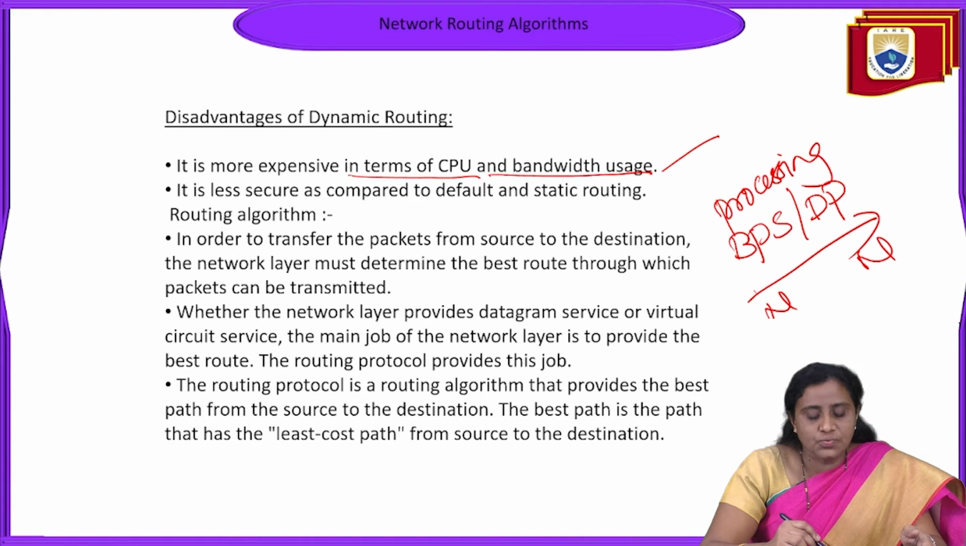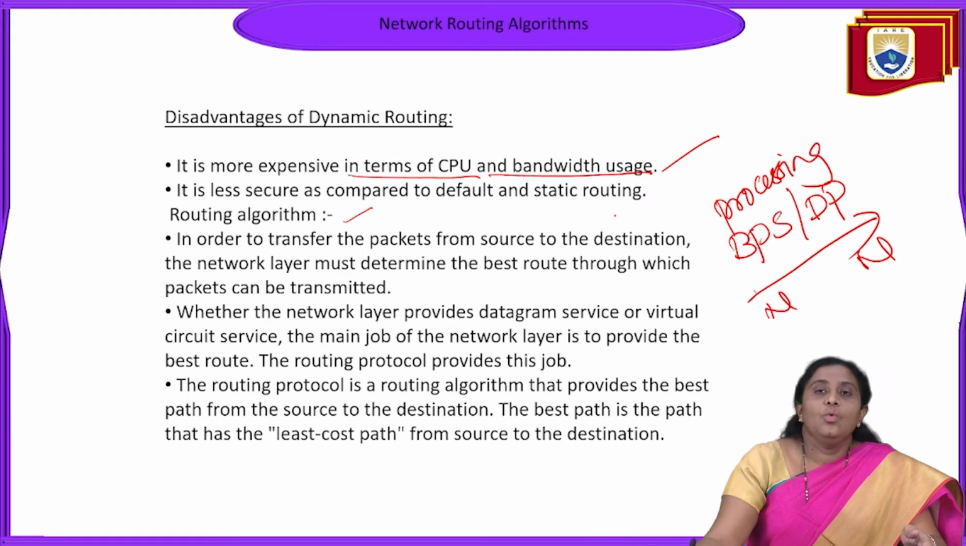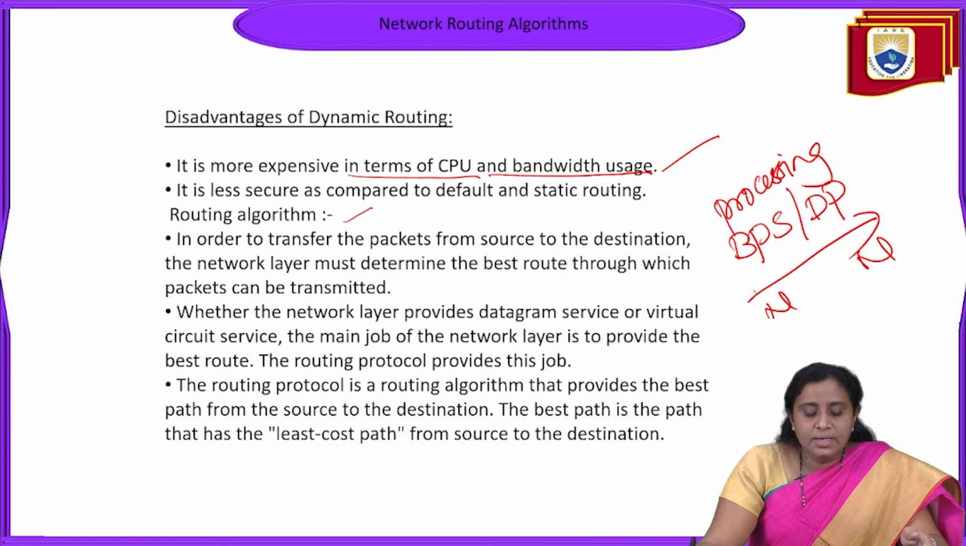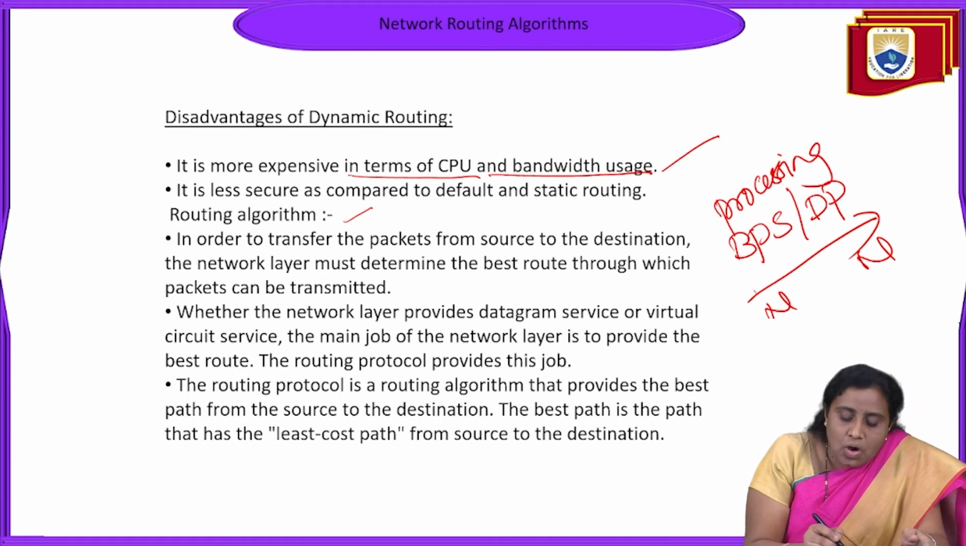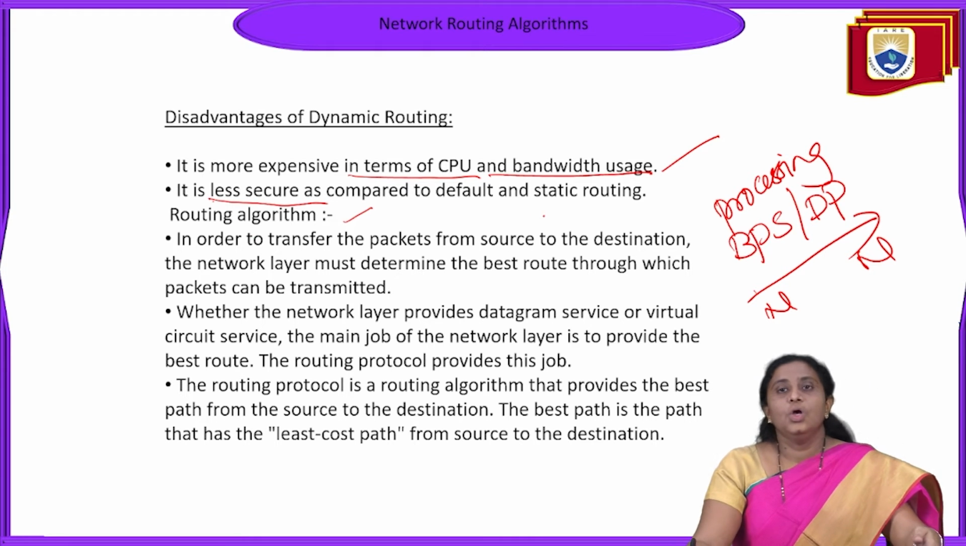So coming to the next one, it is less secure as compared to default and static routing. Why? Because default and static routing are considered less secure, since they do not hold the number of bits of the data packets by means of BPS, and the terms of processing the data packets or data frames from one node to another node. Hence, we can call it less secure as compared to default and static routing.